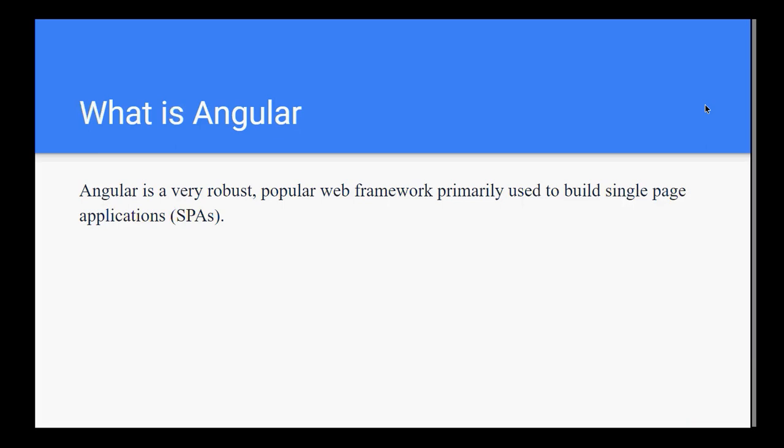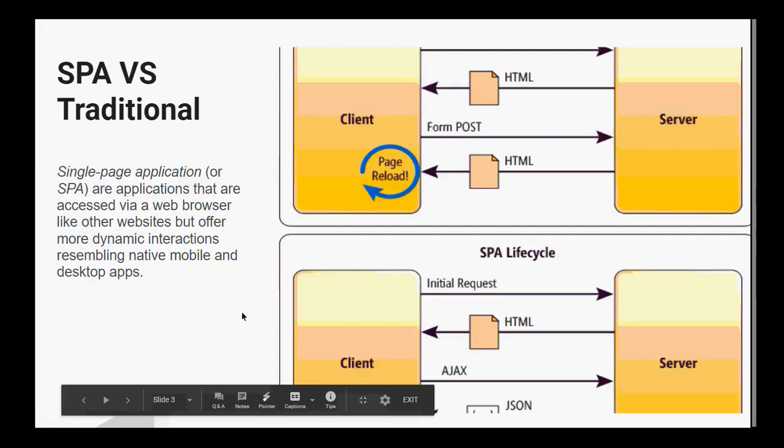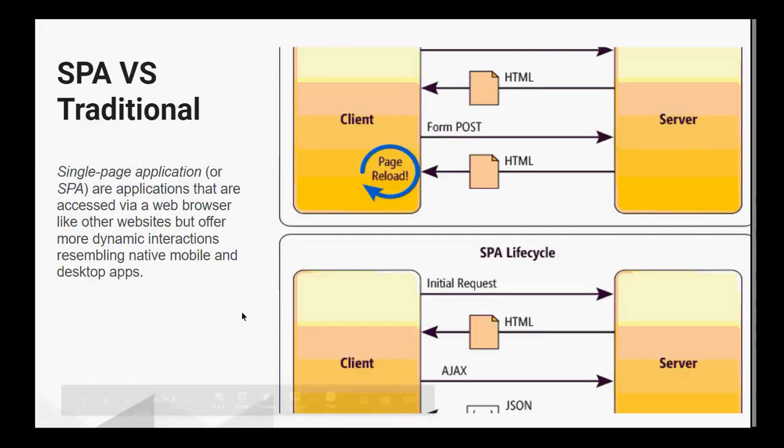So why Angular? What is Angular? Angular is a JavaScript framework which is primarily used to build single page applications. What is a single page application? As per the previous Google talk, the router is used to fetch a single page from the server, and then it will act accordingly inside the view layer itself. The same concept applies here also.